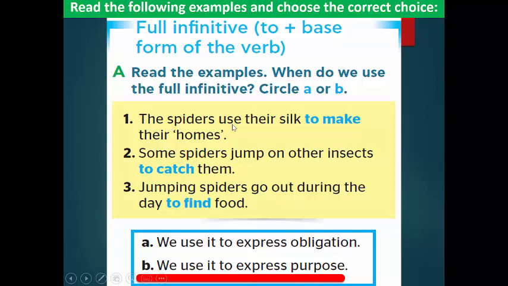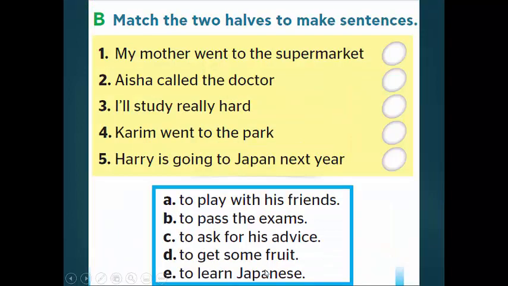The spiders use their silk. Why? To make their homes. Some spiders jump on other insects. Why? To catch them. Jumping spiders go out during the day. Why? To find food. So we use it to express purpose.